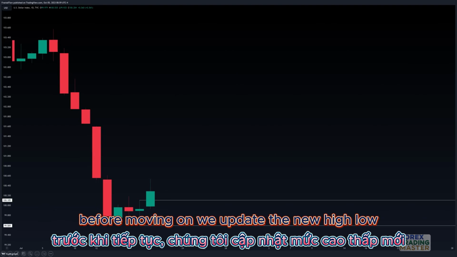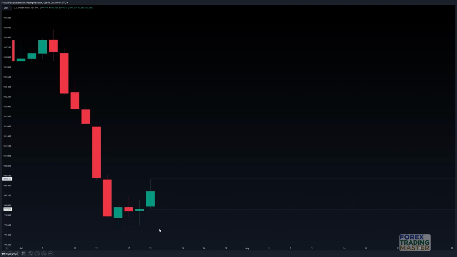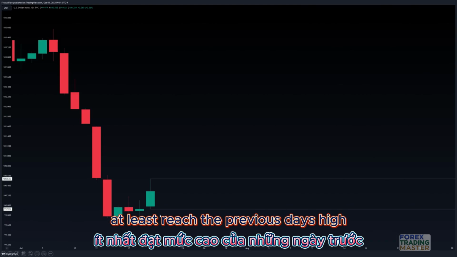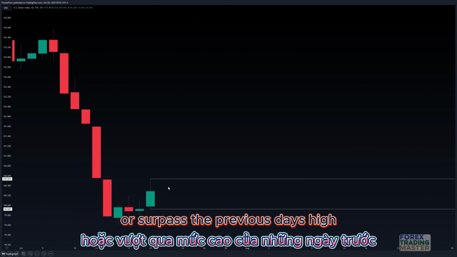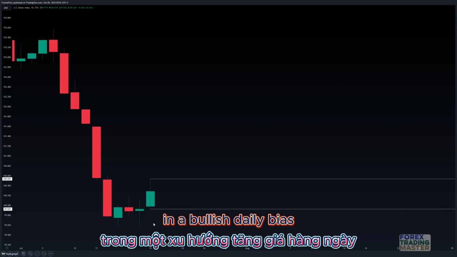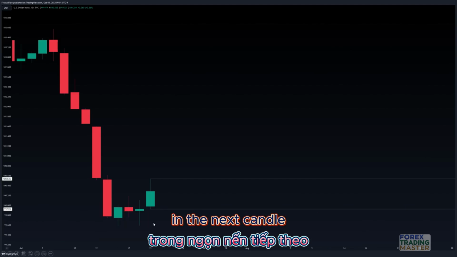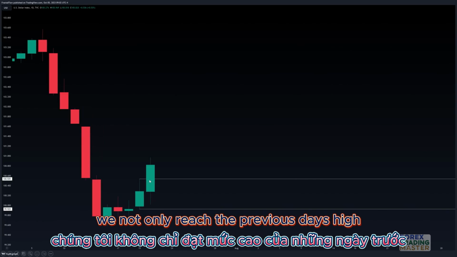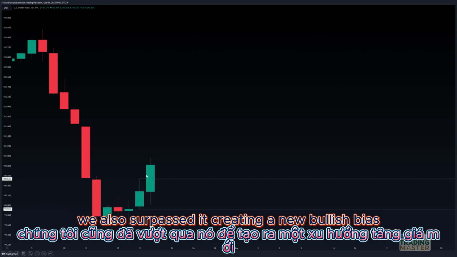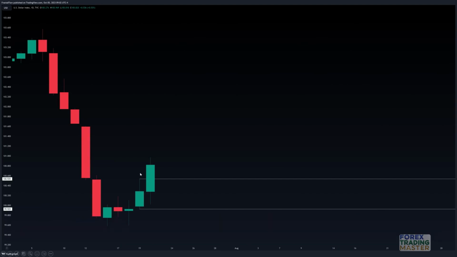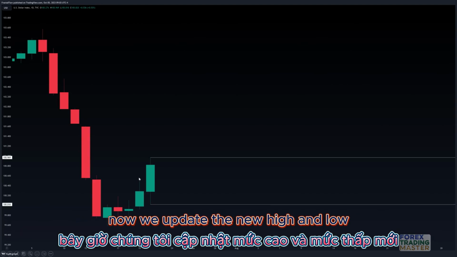Before moving on, we update the new high-low. Once again, we should see price at least reach the previous day's high, or surpass the previous day's high in a bullish daily bias. In the next candle, we not only reached the previous day's high, we also surpassed it, creating a new bullish bias. Now we update the new high and low.